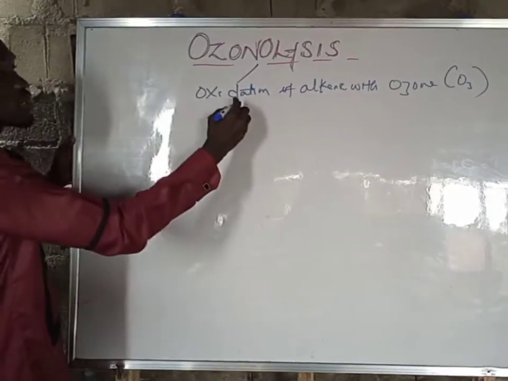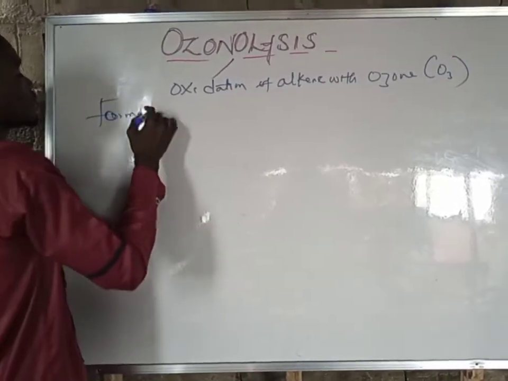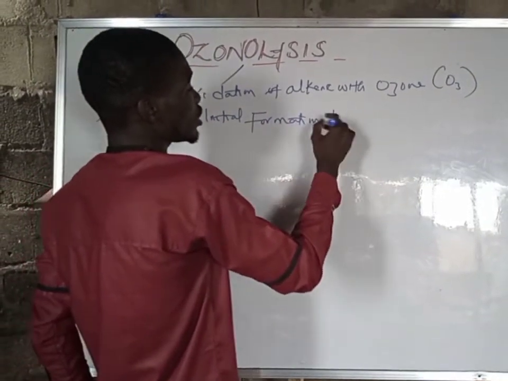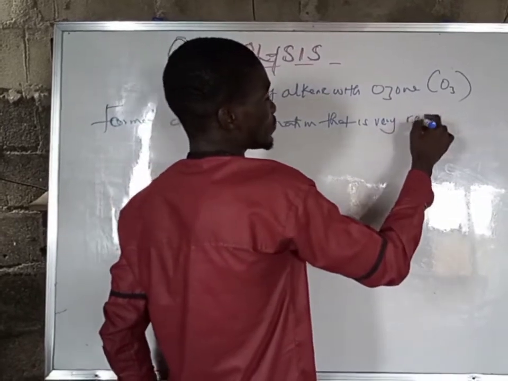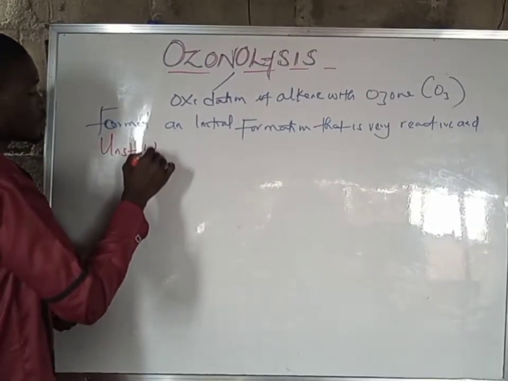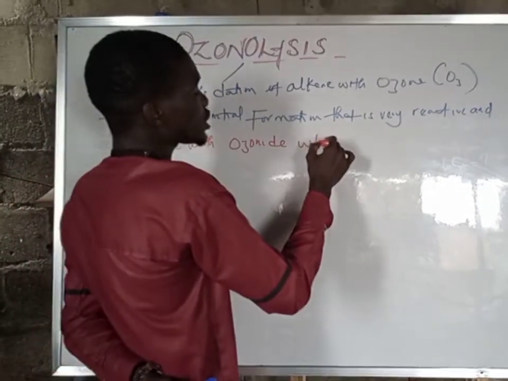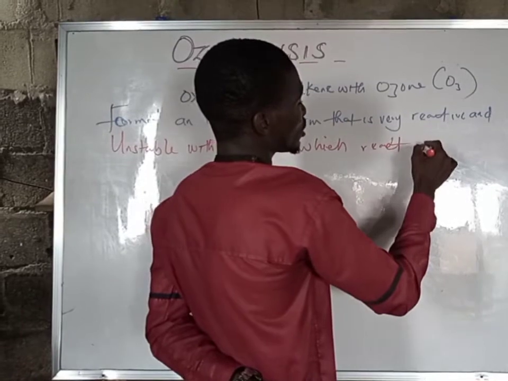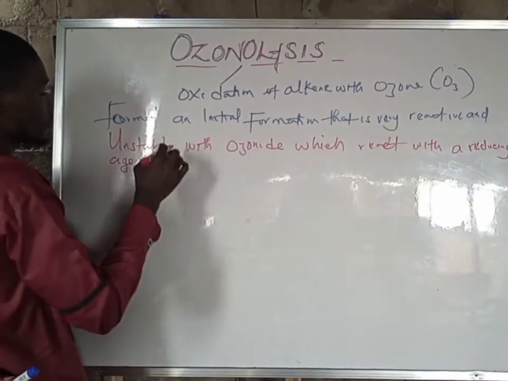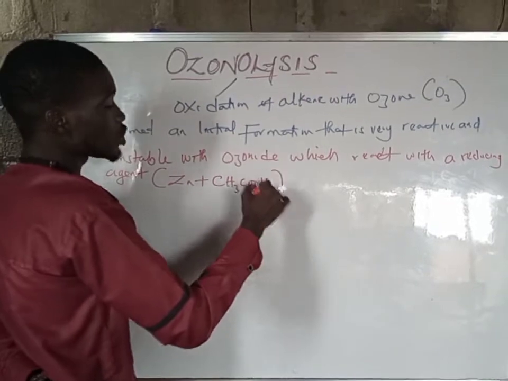So let's put it like this. Oxidation of alkene with ozone formed an initial formation that is very reactive and unstable, with ozonide, which reacts with a reducing agent, and that reducing agent we have is zinc plus ethanoic acid, which we know as acetic acid.